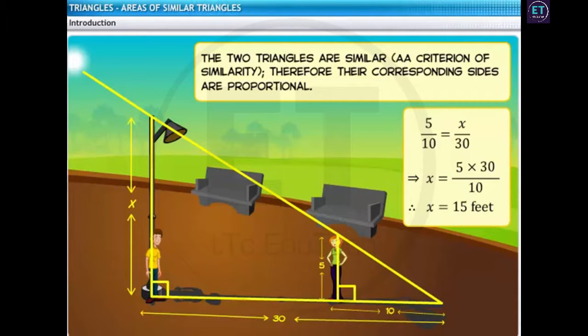Remember, when two triangles are similar, their corresponding angles are equal and their corresponding sides are proportional. But what about their areas? Will the areas be equal? Or will they be proportional? To answer these questions, let's discuss the first theorem.